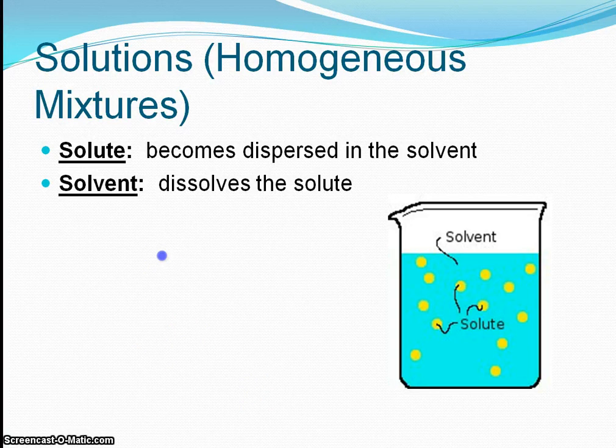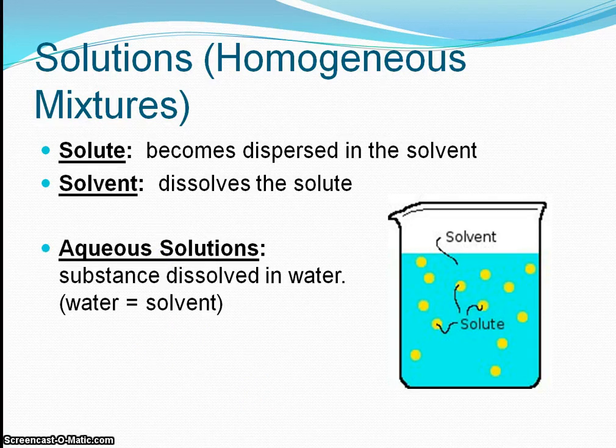And if water is the solvent, the word we use for that, we've used it before, is called aqueous. That means that water is the solvent. So if you look at that picture, notice that the yellow dots are the solute. That's what gets dissolved. The solvent is the blue liquid. That's what's doing the dissolving.